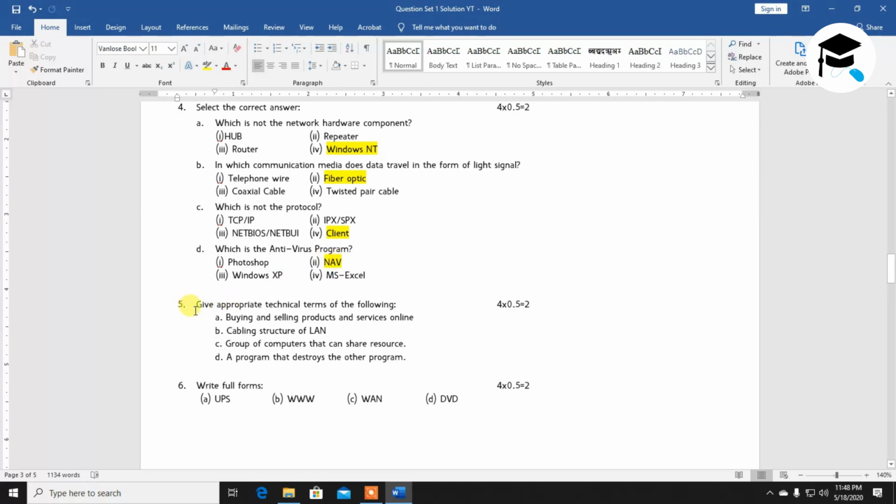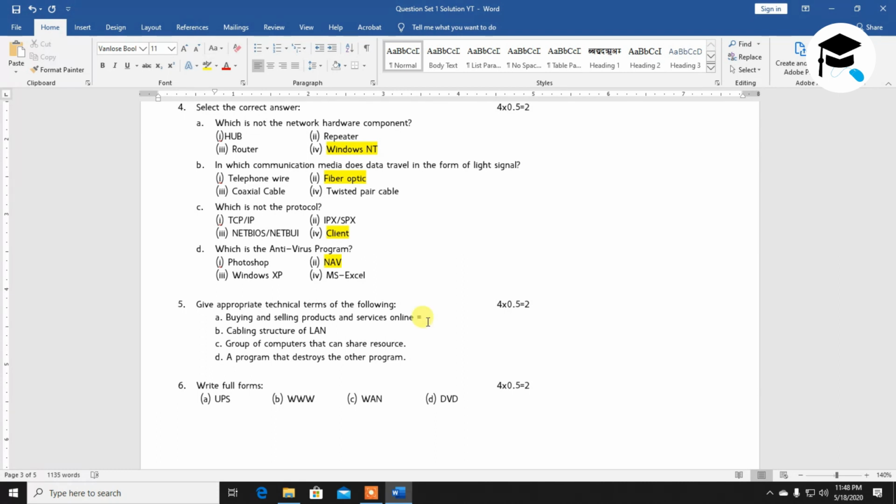Now let's move to the another section. Question number 5. Give appropriate technical terms of the following. Each question carries 2 marks. Okay, buying and selling products and services online. I think you might have bought something online, maybe by using Amazon, Flipkart, Daraz, or any other platform. So what will be the proper term?